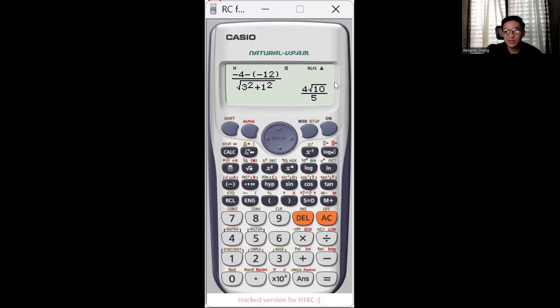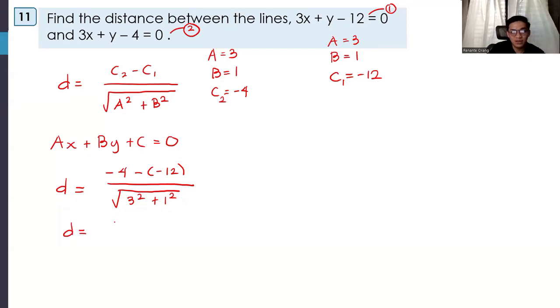So etong sagot na to is na-rationalize na. Ibig sabihin wala na tayong square root sa baba. Pero kung wala to sa choices, pwede natin siyang ibalik sa ibaba. So try natin. So we have D is equivalent to 4 square root of 10 divided by 5. Again, rationalize na to. So ibalik natin sa baba. Multiply by square root of 10 over square root of 10.